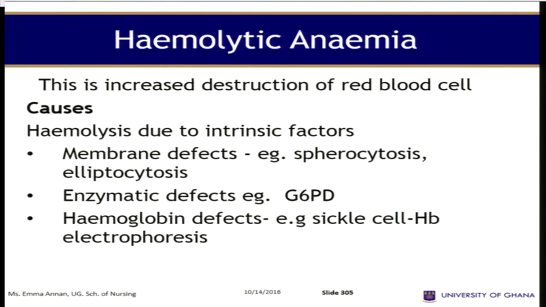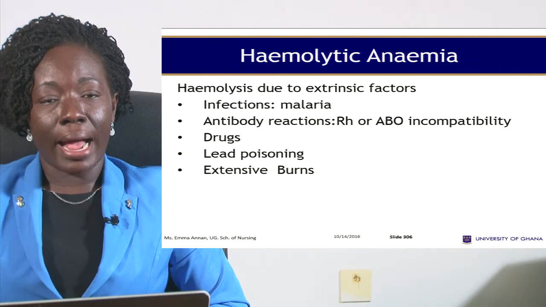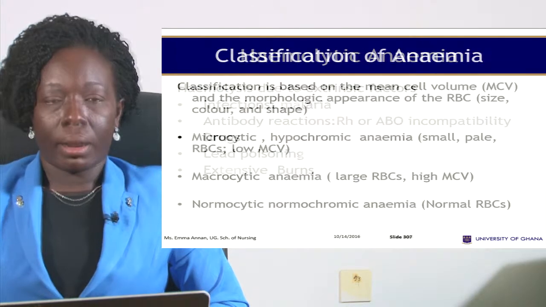For the intrinsic factors, we have membrane defects, we have enzyme defects, and we have hemoglobin defects such as sickle cell or HB electrophoresis. For the extrinsic factors, you have infections such as malaria, you have poisoning, you have drugs, lead poisoning, and extensive burns. You also have antibody reactions such as rhesus or ABO incompatibility.